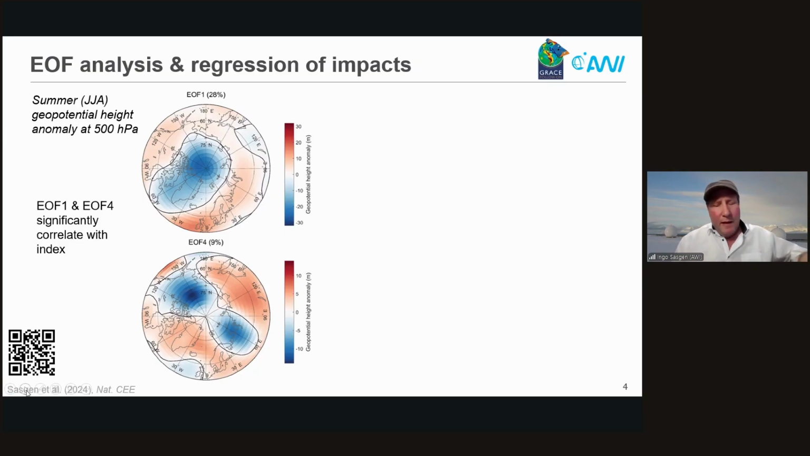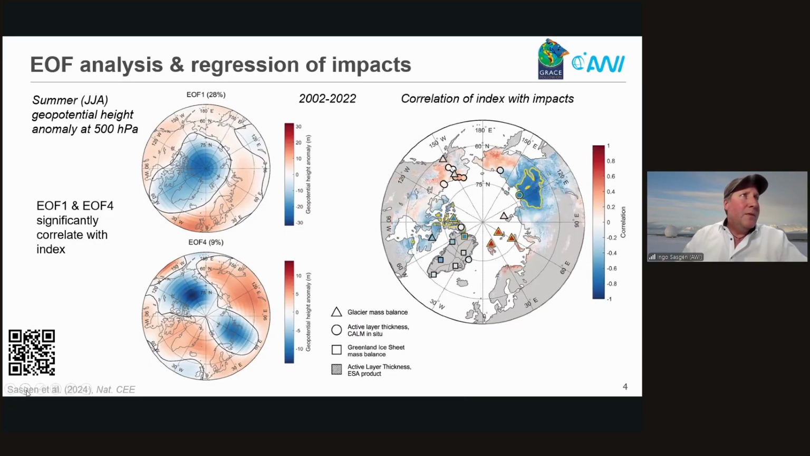So then we again went back to the observations by regressing the index onto our observations, and this is sort of the results that you can see here. So you basically get a pan-Arctic view on the impacts that are driven by or connected to these atmospheric patterns.